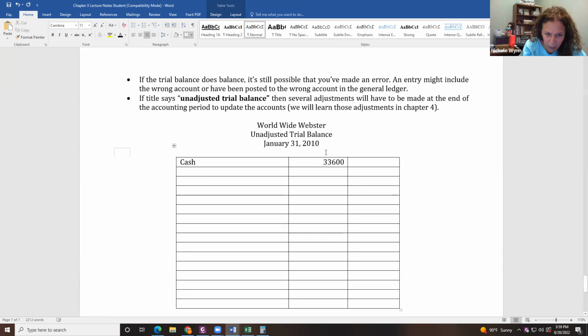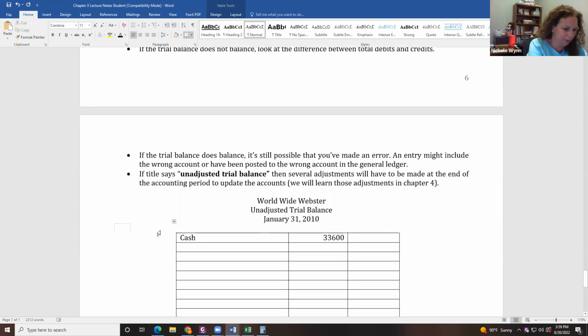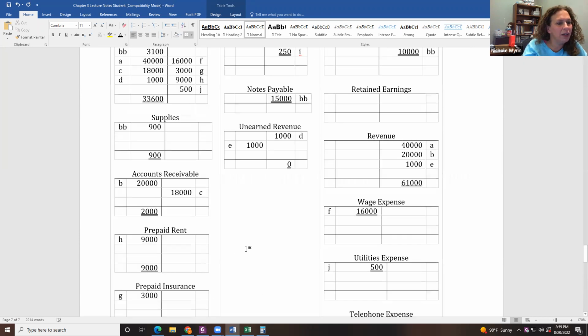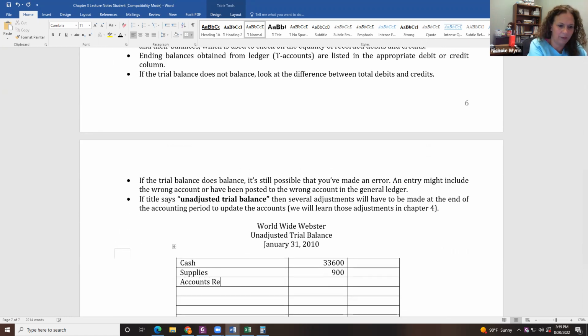Now, again, I'd like the word debit to be right there and the word credit to be right there, but they're not. Okay. So the next one is supplies, 900. The next one is accounts receivable, 2,000. And all I'm doing is this is going to be an internal check for us. It has a who, what, when.